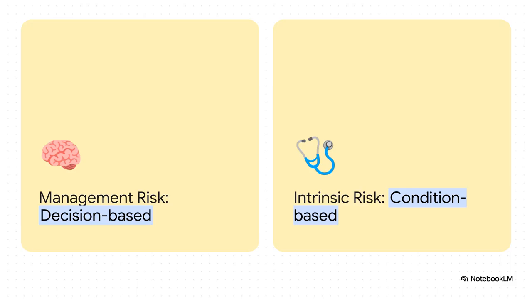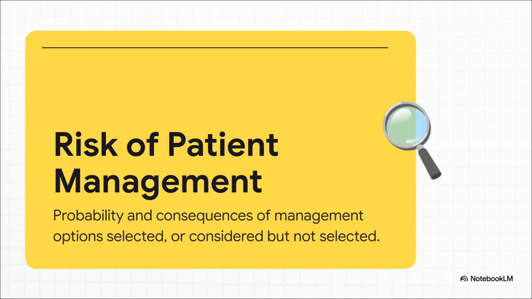Okay, so one of the absolute biggest traps in medical decision-making is mixing up the condition with the treatment. We literally have to separate the intrinsic risk of the patient's underlying condition from the risk of the actual diagnostic or treatment decisions we make during the visit. A patient might have a highly complex, severe disease, but if the management decision today is simply to continue a safe over-the-counter vitamin, well, the management risk for today's encounter is totally different from the disease's overall risk.